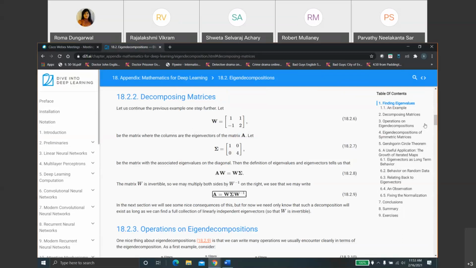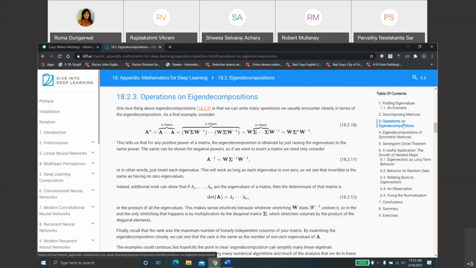Okay, so what are the operations that can be performed using eigen decomposition? Imagine you need to find A raised to n, multiplying a matrix A n times. You can represent this matrix A as W sigma W inverse. Write it n times. You will realize that there will be consecutive W inverse and W, right?